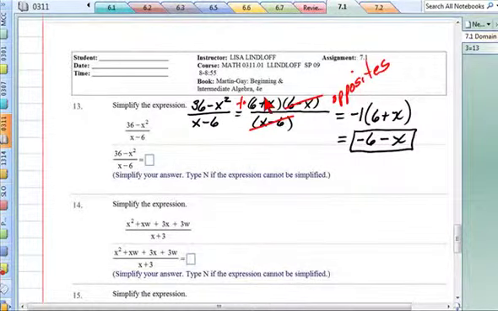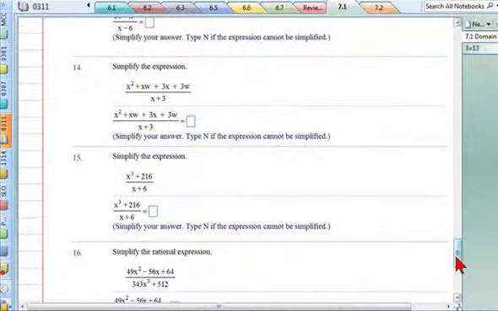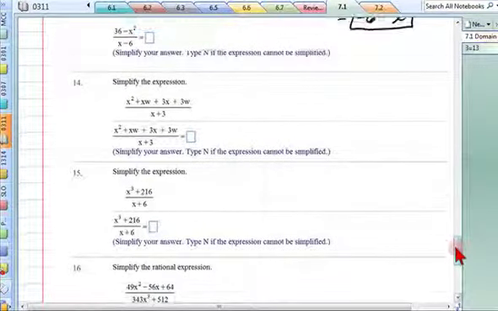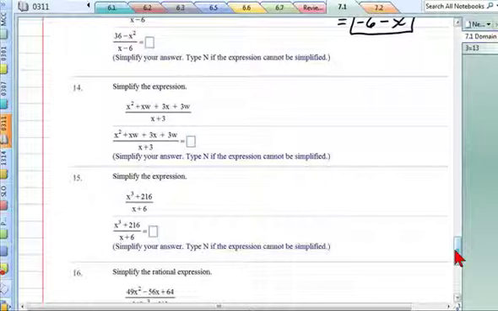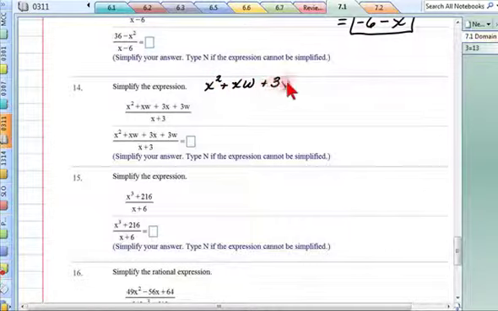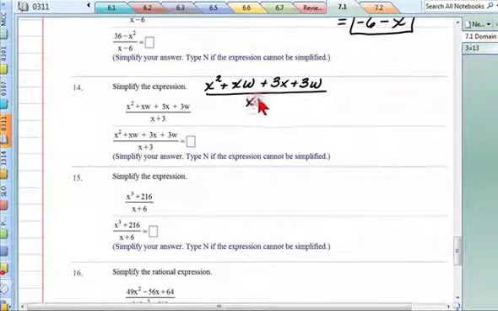Let's look at 14. All right, I'm going to need a little room for some factoring here. Because look at my numerator. I have x squared plus xw plus 3x plus 3w, and it's all over x plus 3. X plus 3 is a denominator. There's nothing I can do. But what do you notice about the numerator? What technique do you think we ought to try?